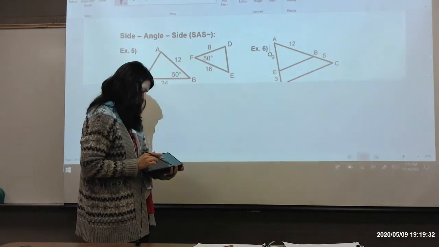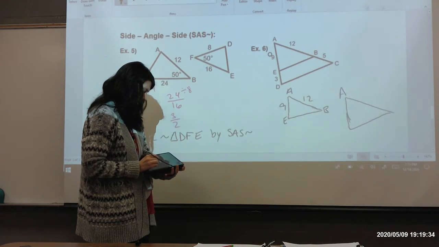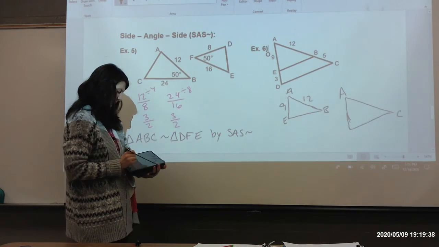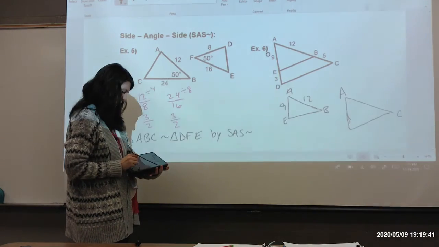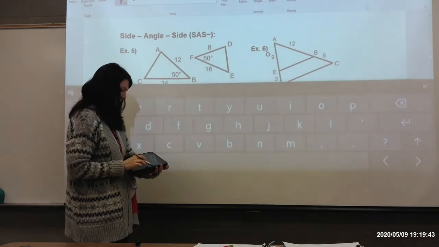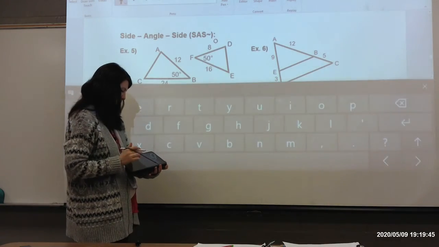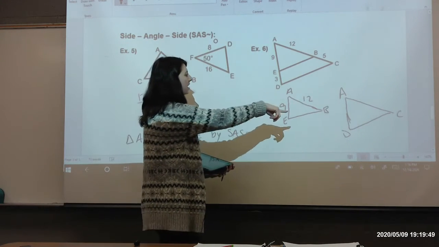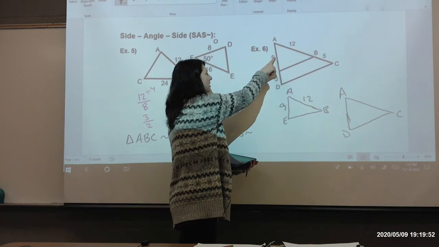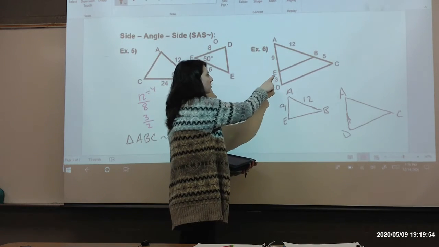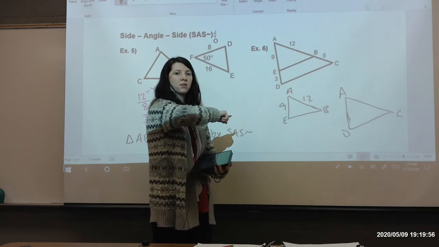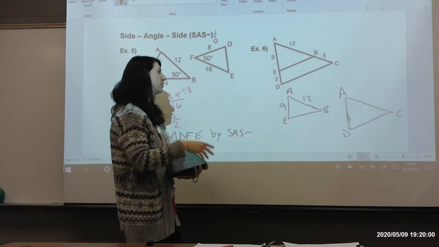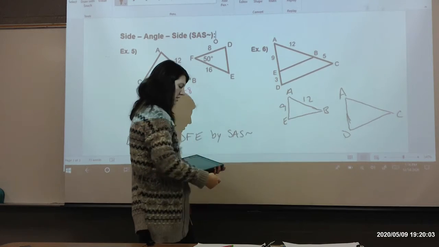That's A, C, and D. Okay. So if I want to calculate the side of AD, well, let's look here. A to E is 9, E to D is 3. So what is the full measure of A to D? Yeah, we have to add them together. 9 plus 3 would give us 12.